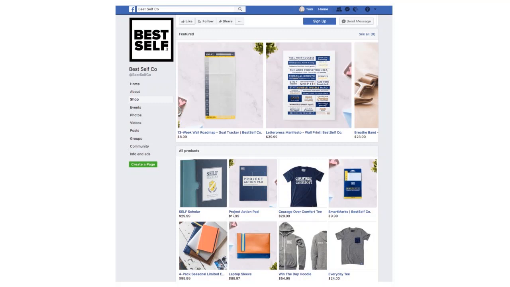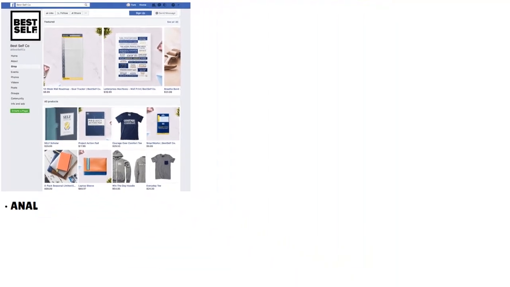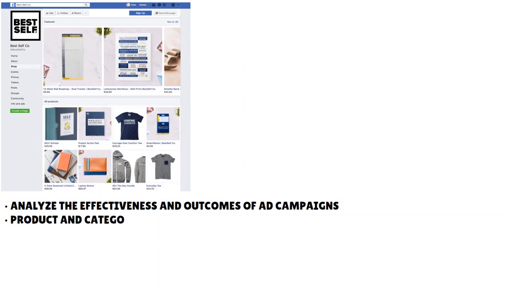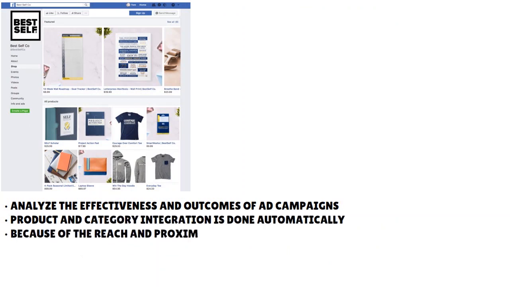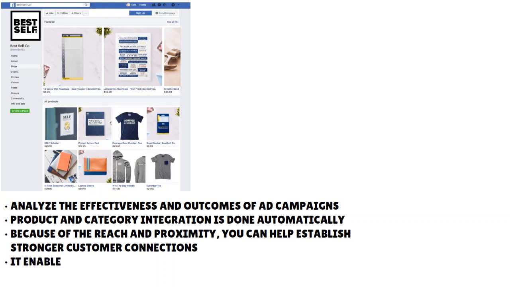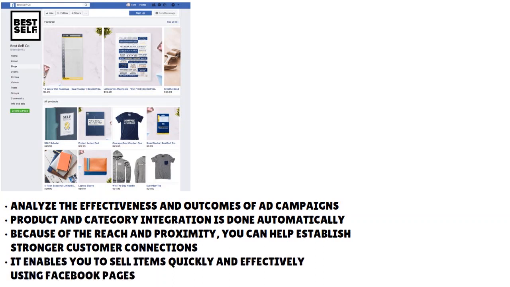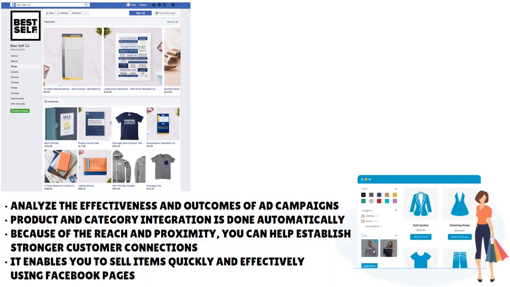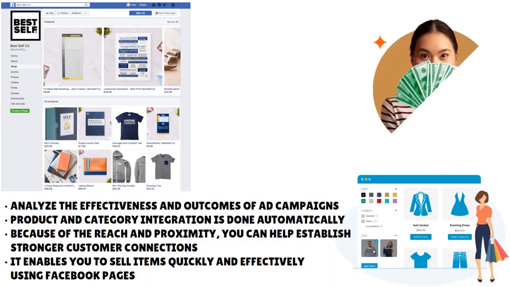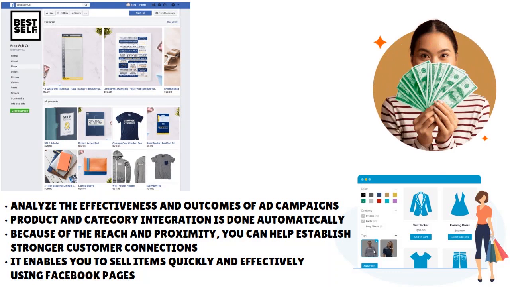That's what you want. You want a loyal customer, and that's not all though. Adding WooCommerce items to Facebook Shop has a number of other advantages, including that you can analyze the effectiveness and outcomes of ad campaigns. Product and category integration is done automatically, which is really fantastic. You may think this is not important, but if you have a catalog full of products, having things done automatically really pays big time. It pays really big time in terms of savings in time, resources, and money.